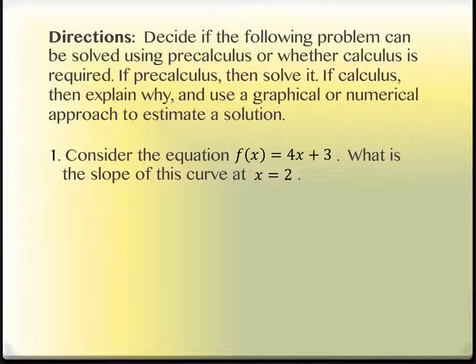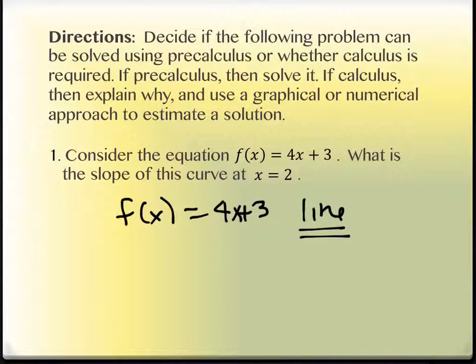All right, so what I want to do next is a couple of examples that talk about how we can find solutions either using precalculus or recognizing that precalculus is insufficient and using it to at least approximate our solution. So the first one tells us that we're going to consider the equation of this curve, f of x equals 4x plus 3, and it wants to know what the slope is at x equals 2. So what you have to recognize on this is that the equation f of x equals 4x plus 3 is a line. And in a line, this location right here where our 4 is the slope.